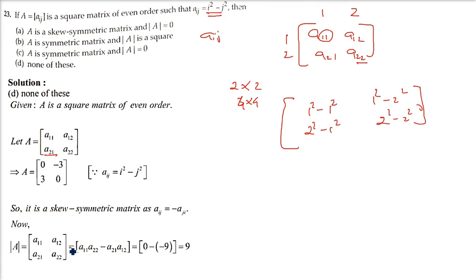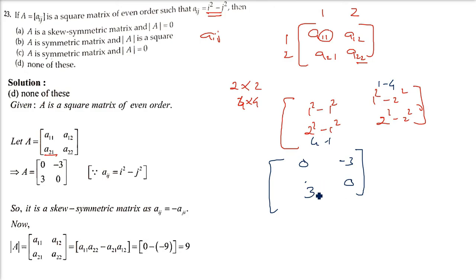Okay, so this is 1 minus 1, 0. 1 squared minus 4 is minus 3, and 2 2s are 4, 4 minus 1 is 3, and this is 0. Okay, so this is your A matrix. Now let us take the transpose of this matrix. When you take the transpose, you will realize that it is actually skew symmetric, because A transpose will come as negative of A.